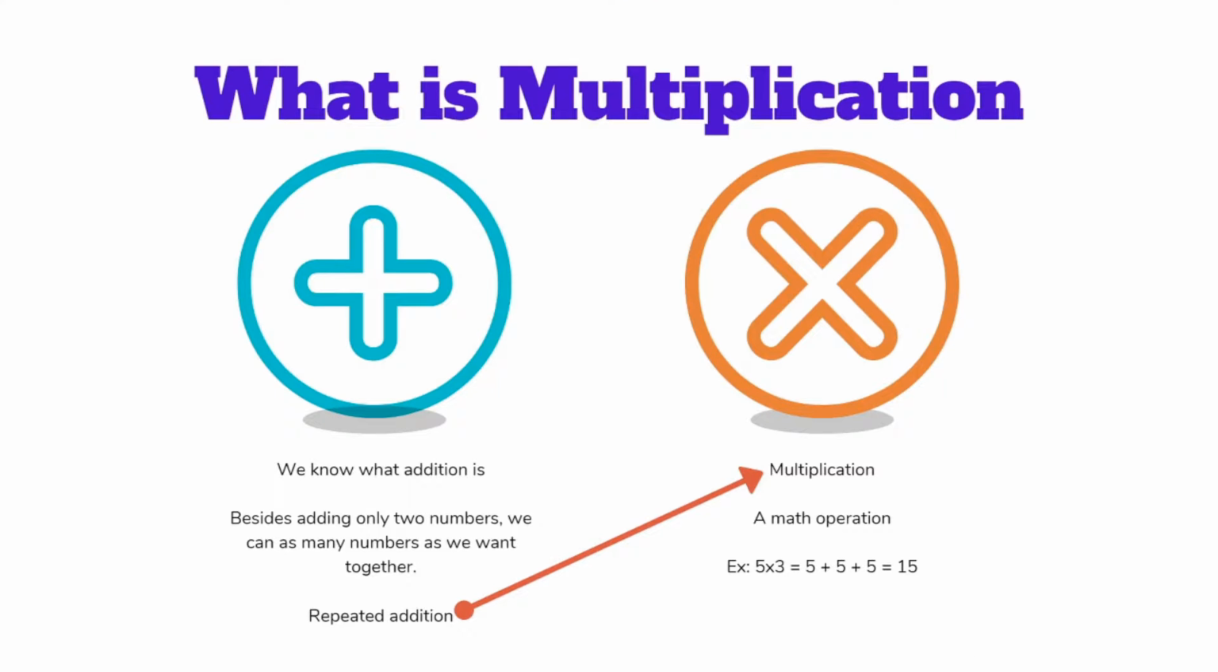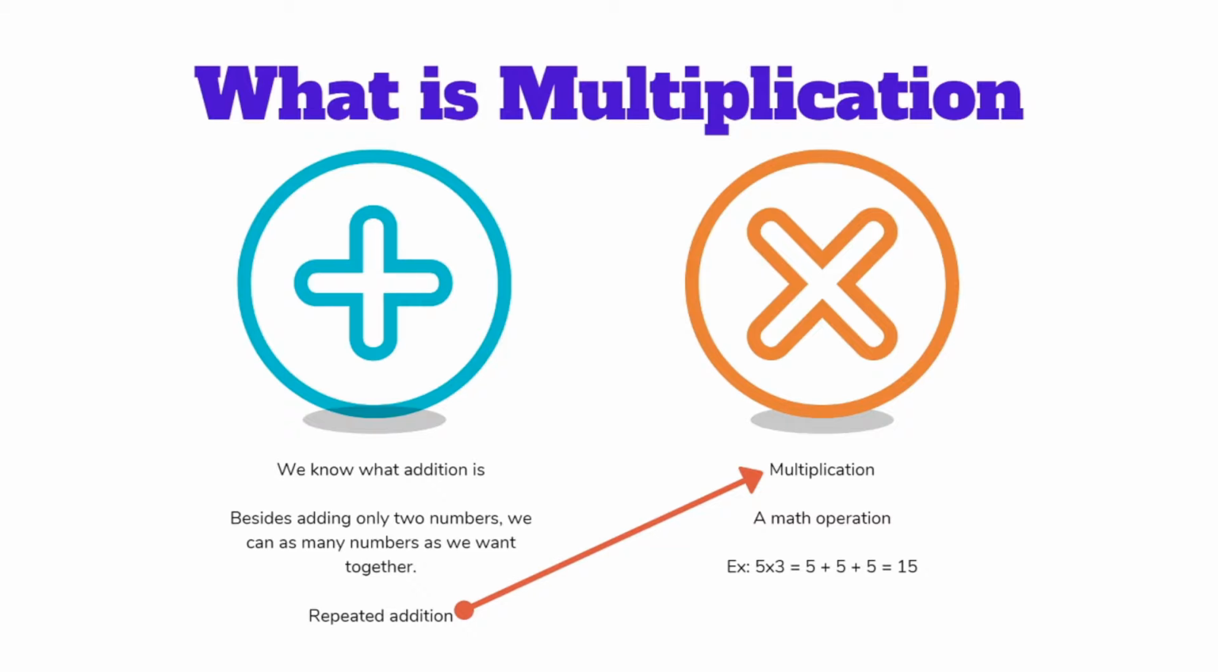So to begin, let's talk about what multiplication is. As we know, addition is simply putting two numbers together. For example, 2 plus 2 is 4. And besides adding only two numbers, we can add as many numbers as we want together. For example, we can do 8 plus 7 plus 6. And this repeated addition is the basis of multiplication.